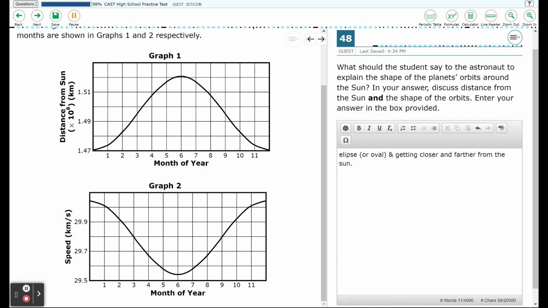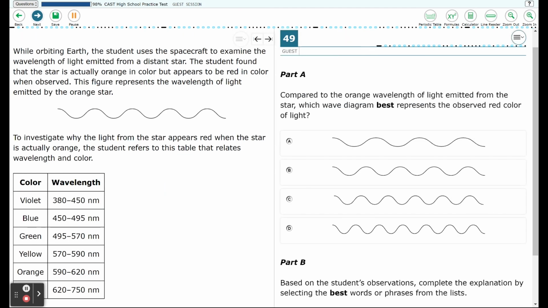All right, so moving on to question 49. While orbiting Earth, the student uses the spacecraft to examine the wavelength of light emitted from a distant star. The student found that the star is actually orange in color, but appears to be red in color when observed. This figure represents the wavelength of light emitted by the orange star. To investigate why the light from the star appears red when the star is actually orange, the student refers to this table that relates wavelength and color.